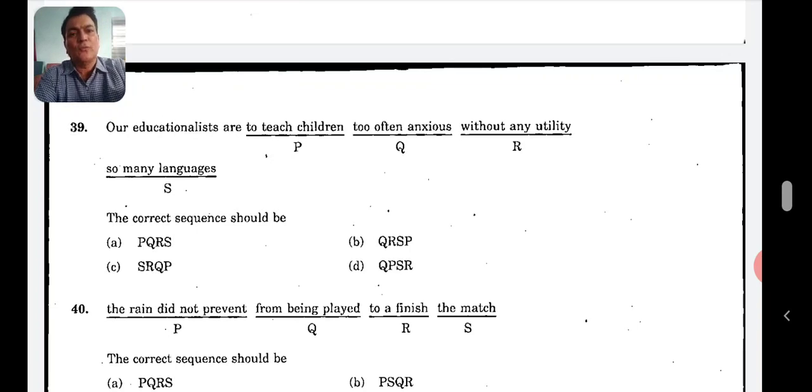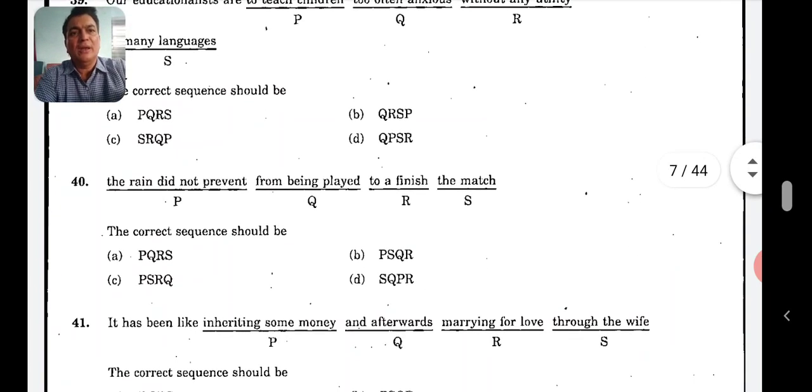So let's go to the 40th one. The rain did not prevent from being played to finish the match. The rain did not prevent the match. So let's see here. You can try with many of the options there. The rain did not prevent the match from being played to a finish. So B is the right answer there.